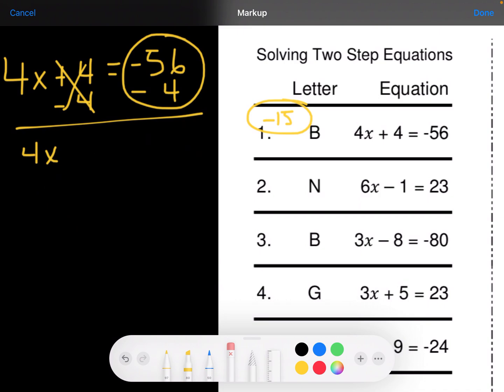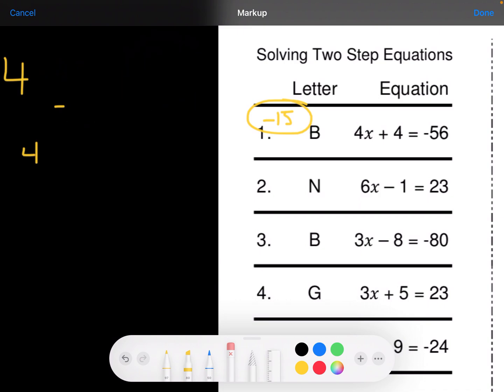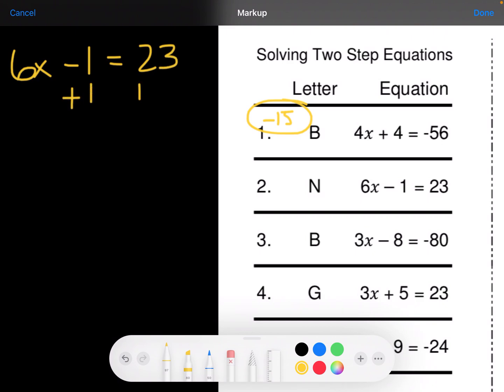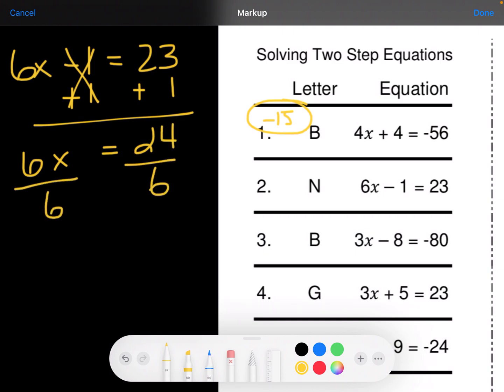Number 2. 6x minus 1 equals 23. So we're going to add 1 to each side because our goal is to get rid of whatever we added or subtracted first. Then we have 6x equals 24. I'm going to divide by 6 on each side because I've multiplied by 6. To undo it, you divide, and I get 4.